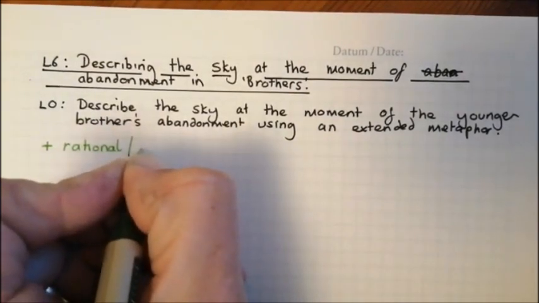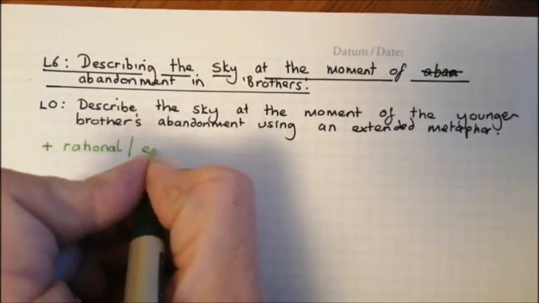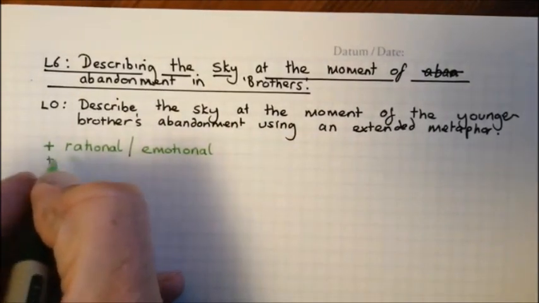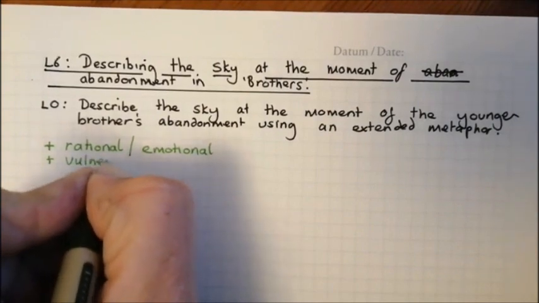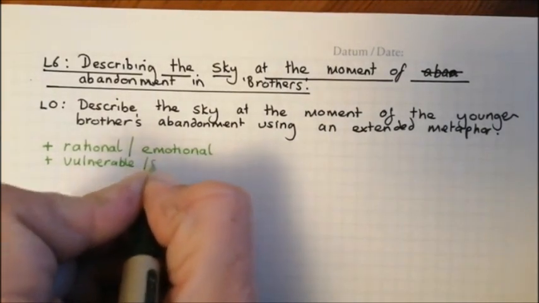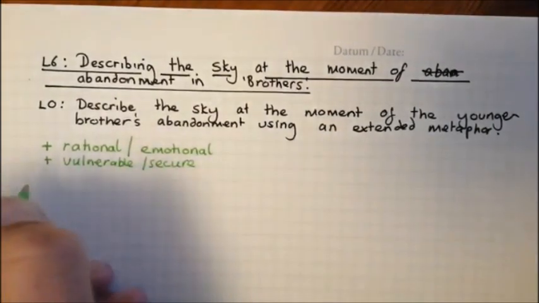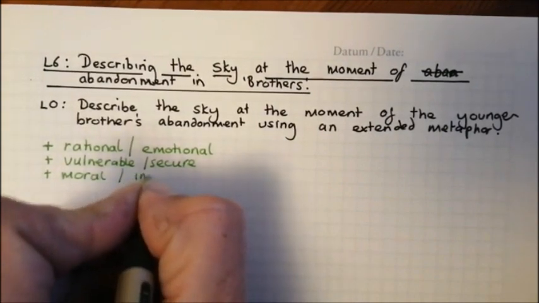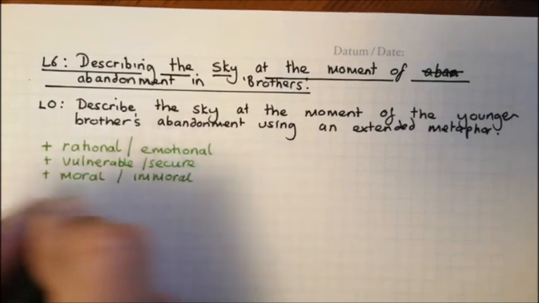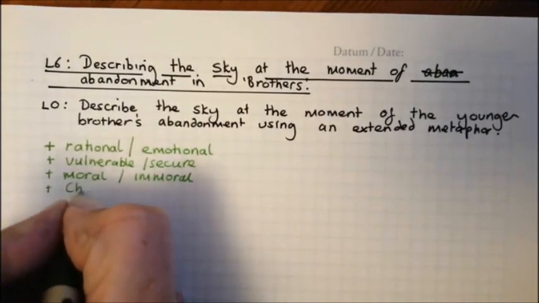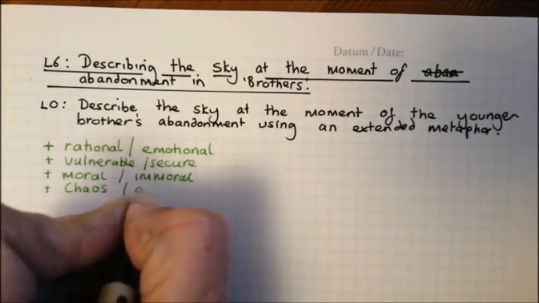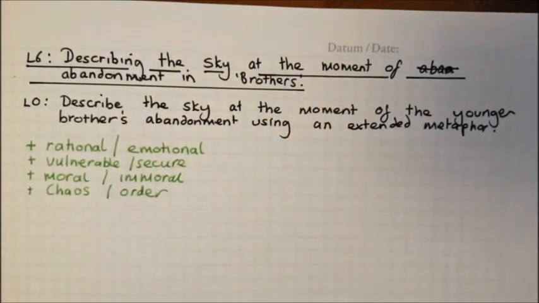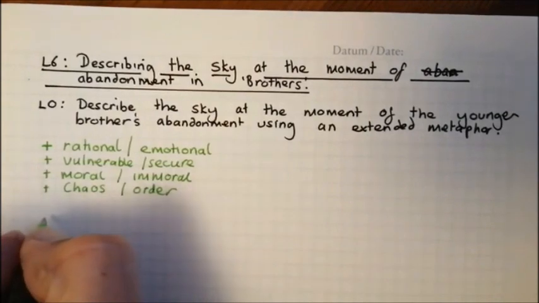So we've got rational and not irrational, although you could say irrational, but it's emotional. You've got vulnerable and secure. You've got moral and immoral. And of course, you still have the others from last week. You still have chaos and order. But then you have all of these other words that we've come up with today. And they're just extras. They're bonuses.